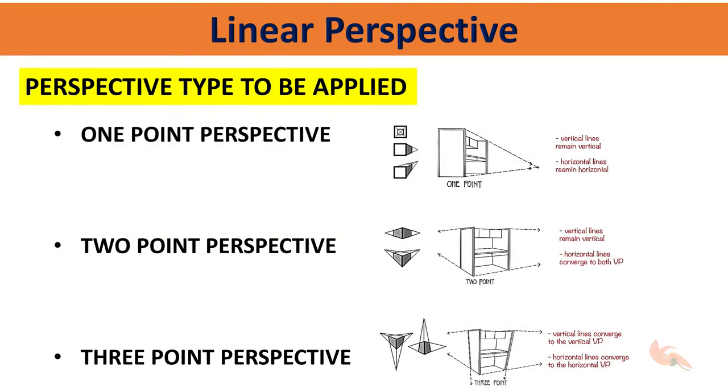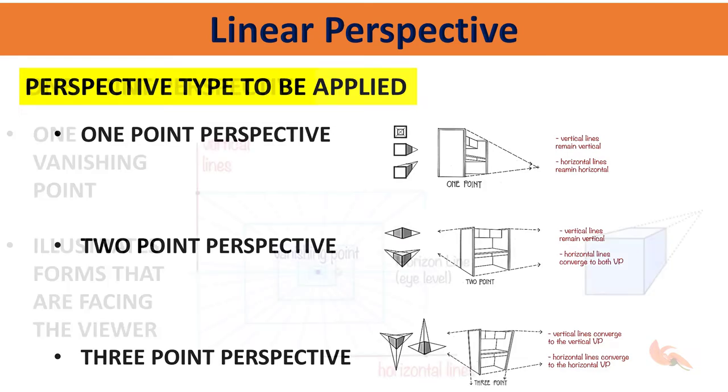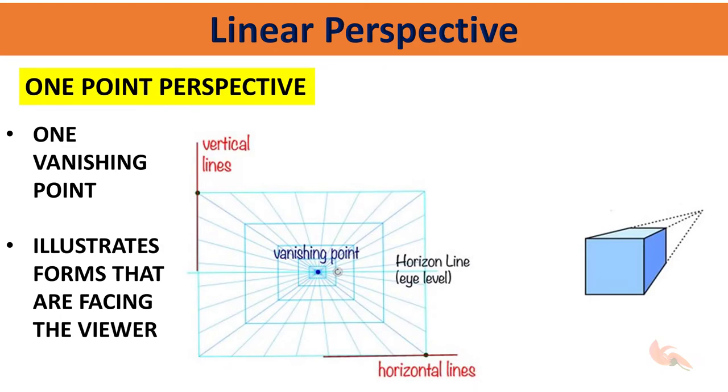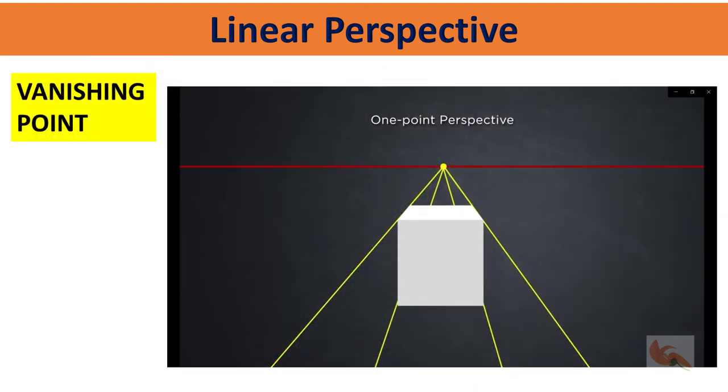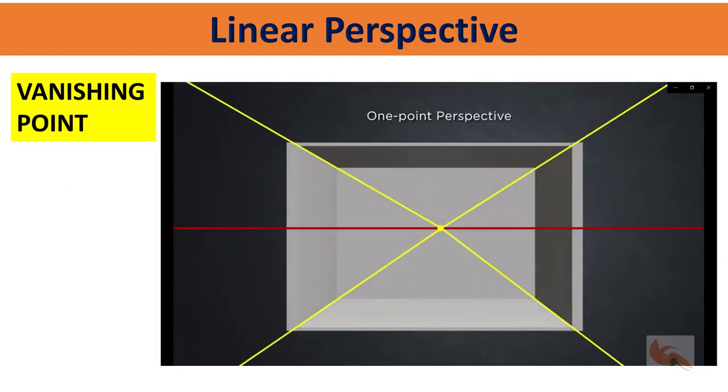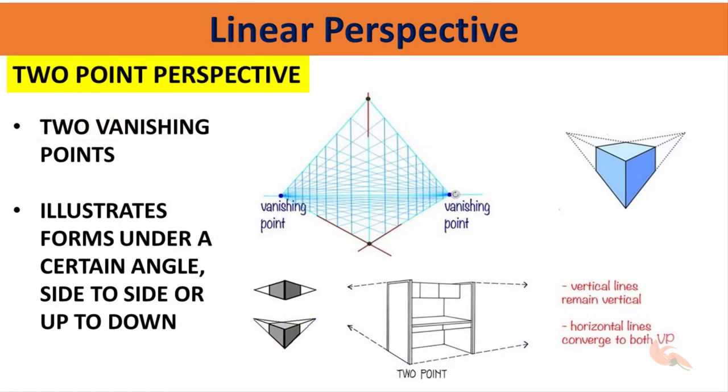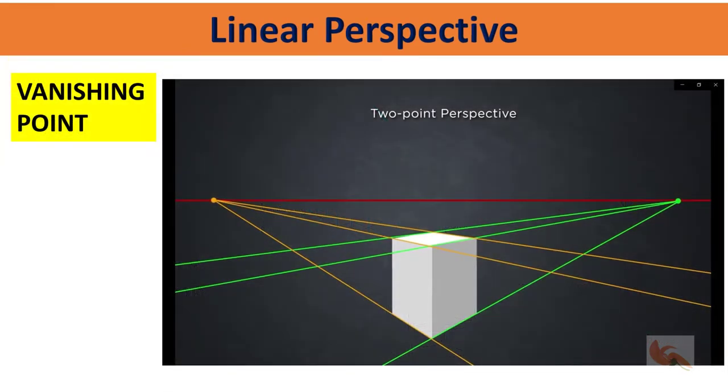Perspective type to be applied, 1 point or 2 point. It's quite important to establish whether the view has 1 point or 2 point perspective. A very simple way to establish this is when you are looking at an object straight on, it has 1 point perspective. And if the object is tilted to your view and you see a corner of it, it has 2 point perspective.